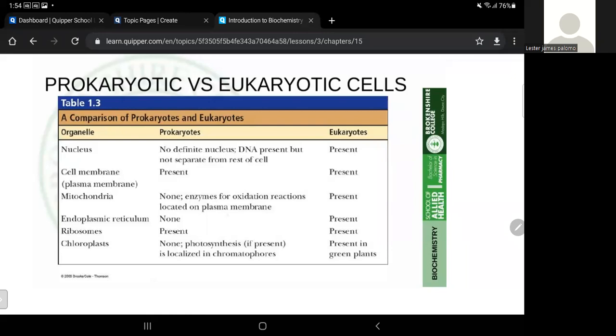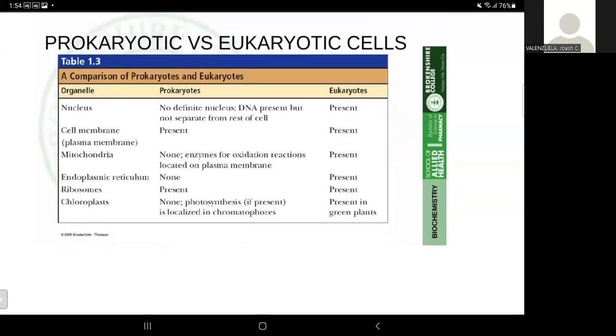But take note, due to the evolution of organisms, there might be some organisms that are photosynthetic microorganisms. We also have photosynthetic microorganisms. But nevertheless, most of them do not have chloroplast. So those are the comparison table of prokaryotic and eukaryotic cells. Okay, let's proceed to the next part.